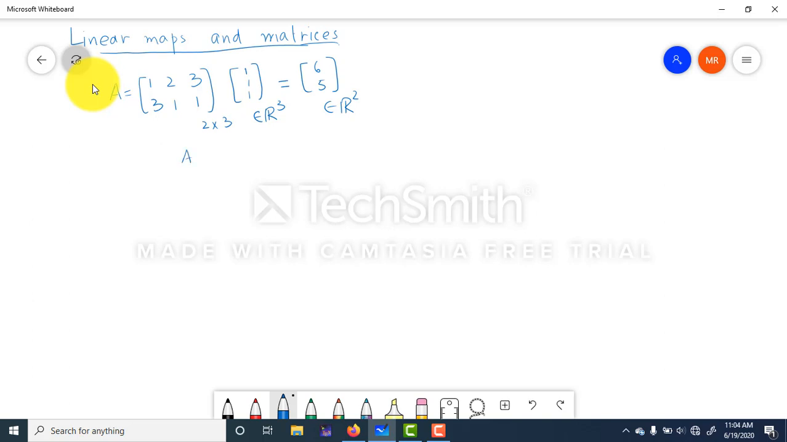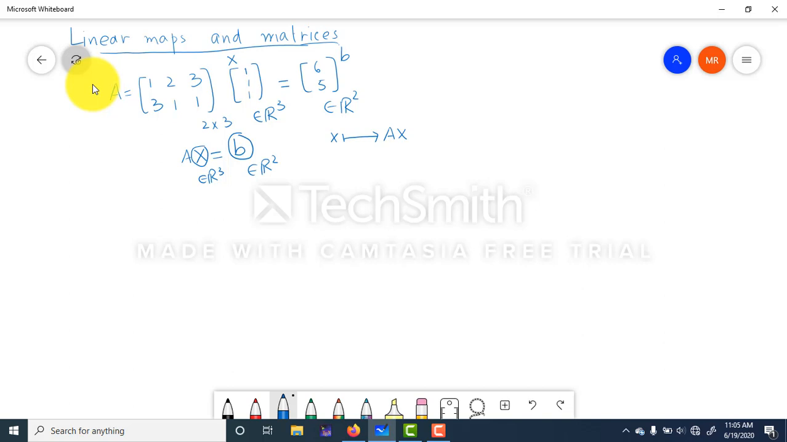So, if I call this vector x, and this b, then what we have done is multiplied x with A to obtain b. Or, in other words, with this matrix product, we have transformed this vector x from R3 to a vector b in R2. This vector x, which is in R3, is transformed into this vector b, which is in R2. And this transformation takes place with the help of this matrix product.